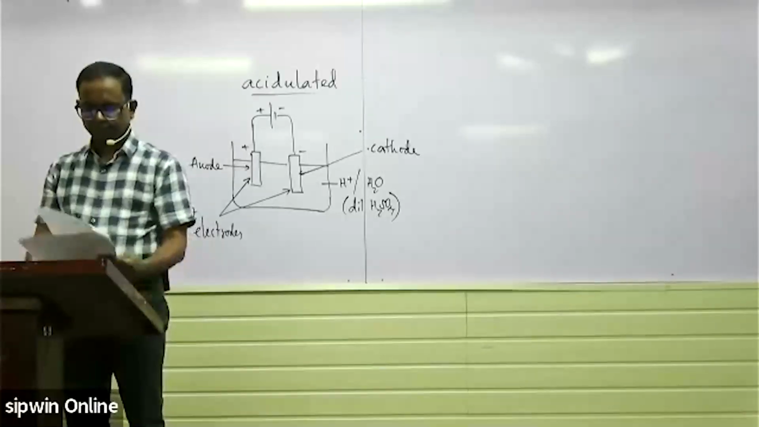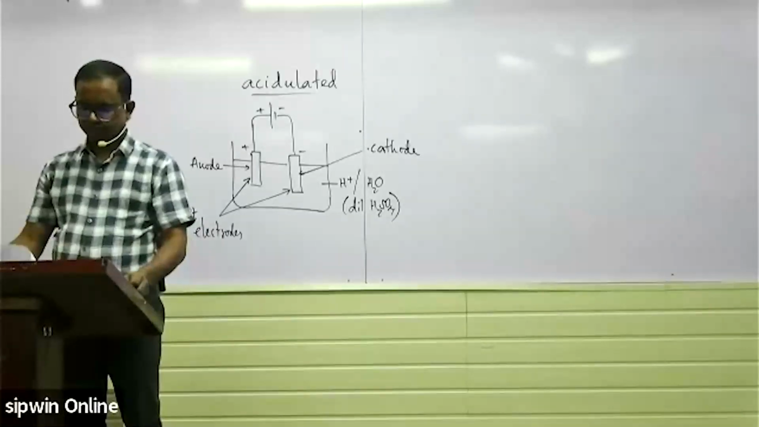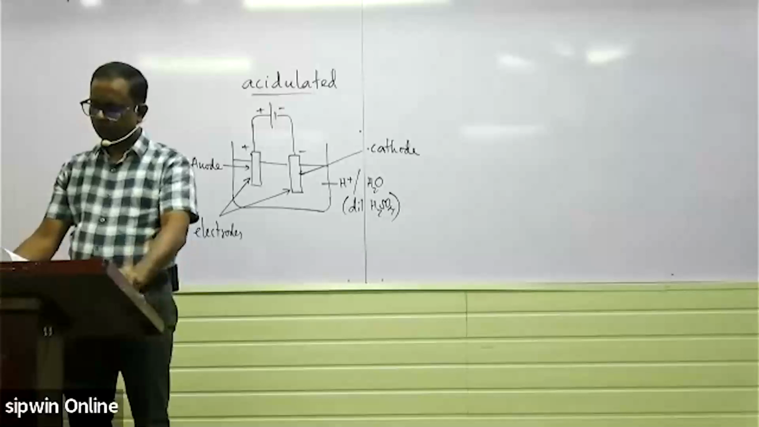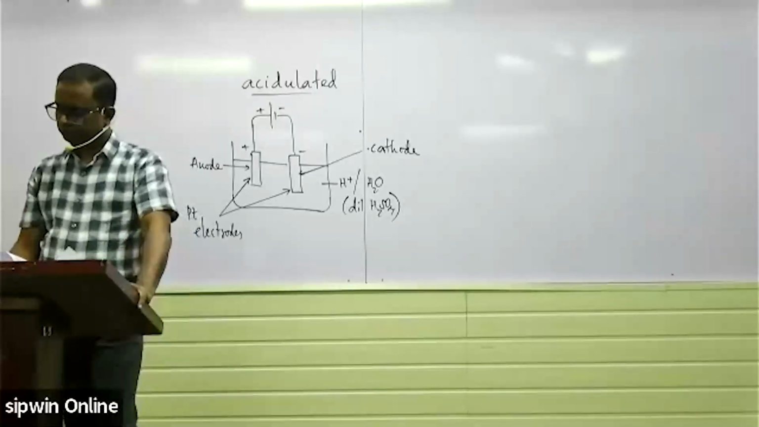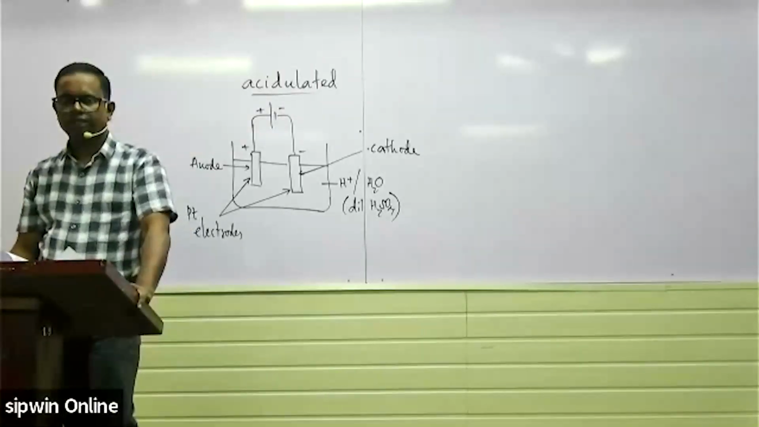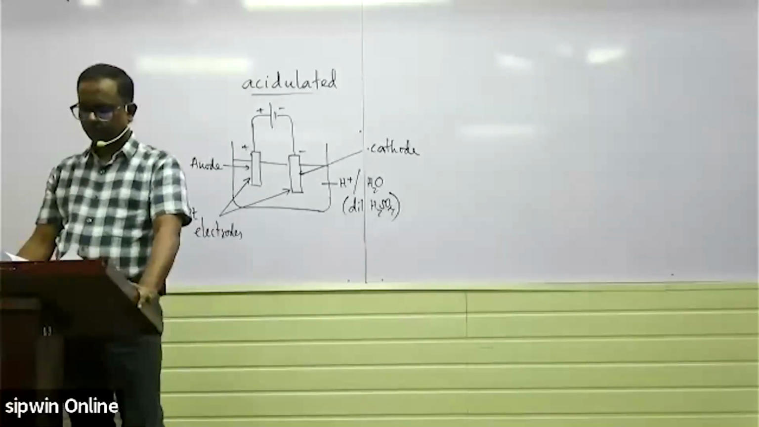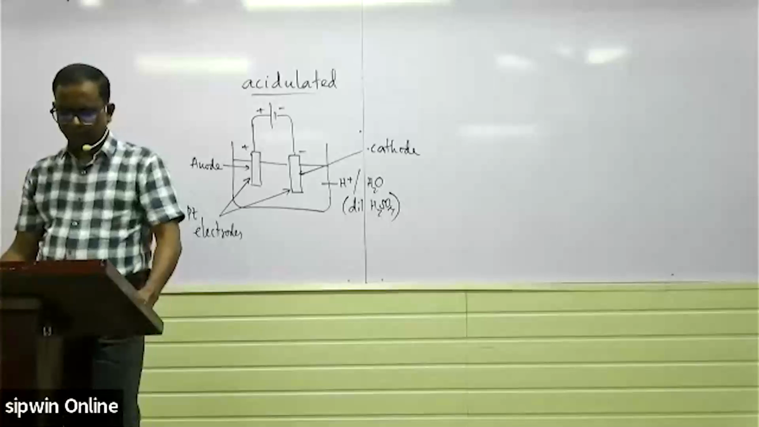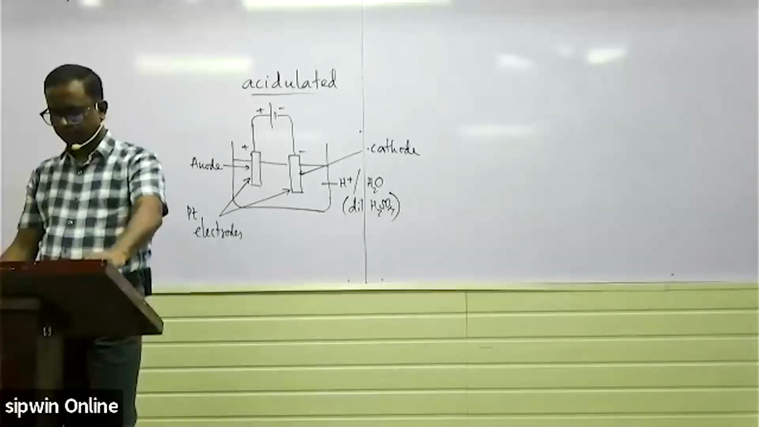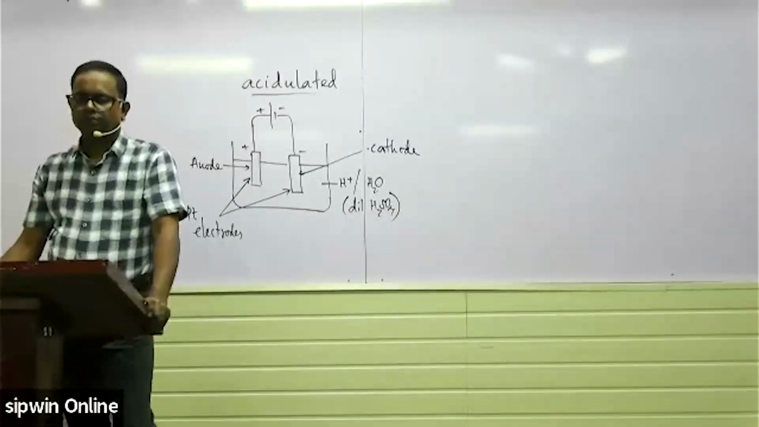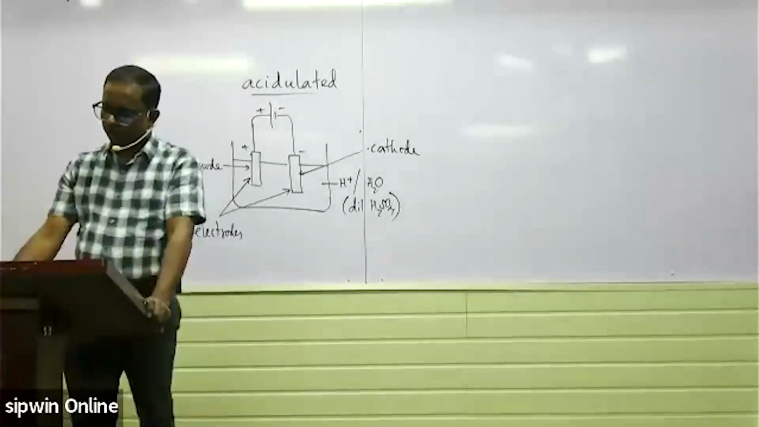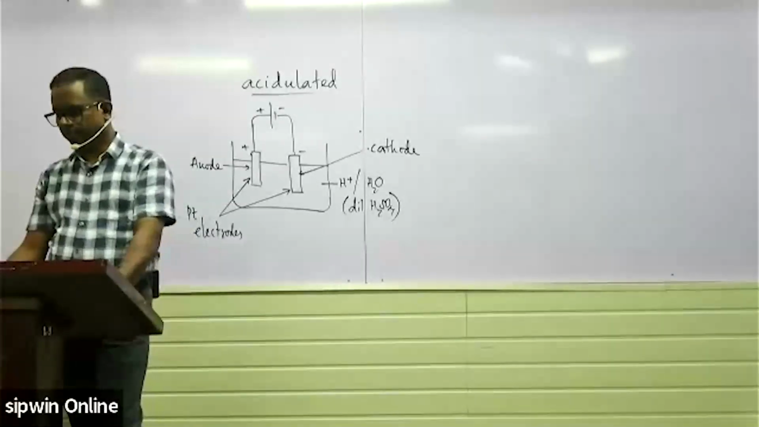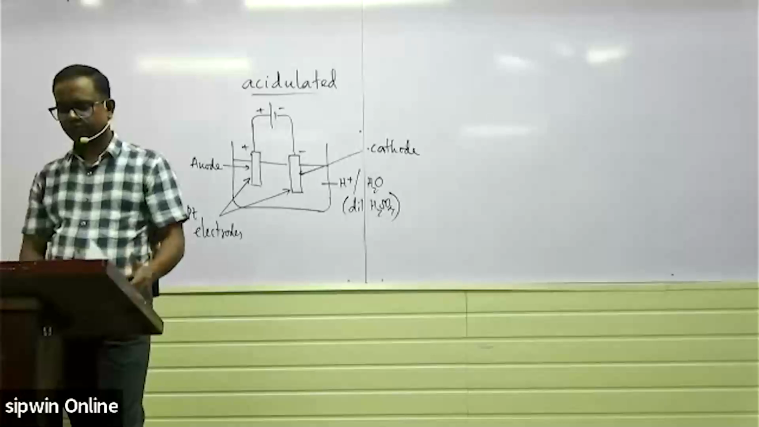2H2O into O2, 4H plus, 4 electrons. 2H2O, anode product. Chloride, bromide, iodide not there, therefore oxygen. 2H2O liquid, O2 gas, 4H plus, 4 electrons.